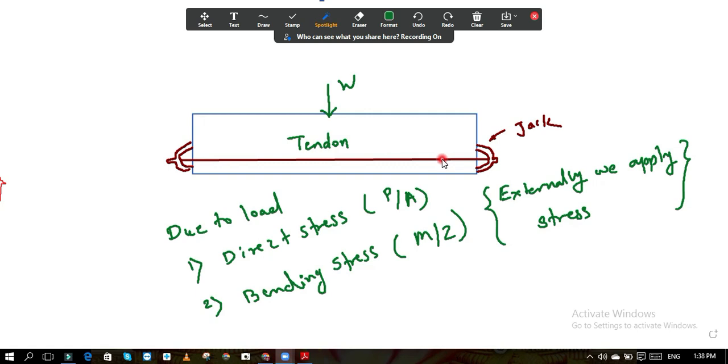Dead load और live load की वजह से कौन से stresses develop होते हैं? Which stresses are developed due to dead load and live load? There are basically two main types of stresses which are getting developed. First is the direct stress, and second is the bending stress. So to counteract these two stresses, we apply the external stress to this tendon. Counteract means to balance. To balance these stresses due to dead load and live load, we apply external stress on this tendon. And this external stress which is applied on the tendon is called the pre-stress.